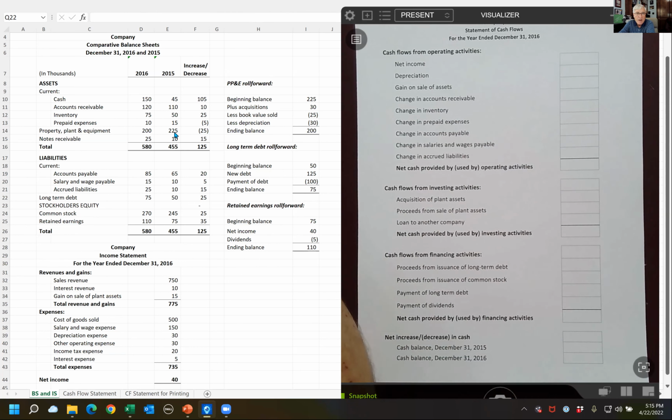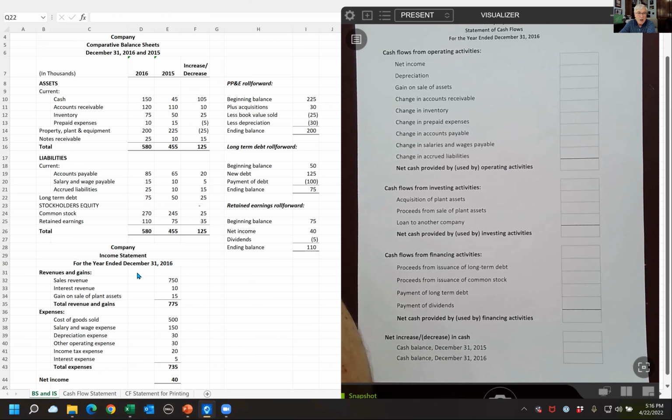It went from 225 down to 225, but there's a lot of stuff that happened in there. We acquired some for 30. We sold some, the book value went down 25. We may not have sold it for 25, and depreciation. We're going to have to use all three of these things, not just the $25,000 reduction.